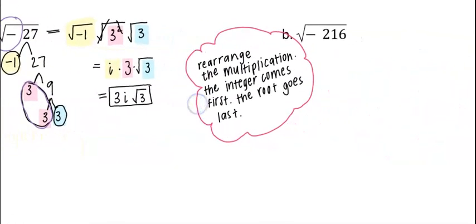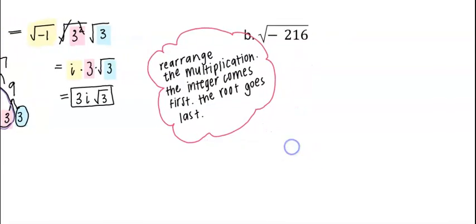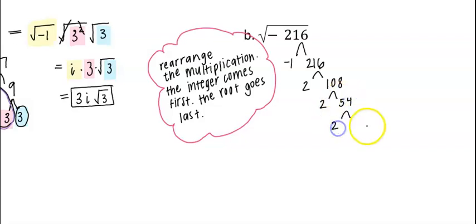Let's try another one, like square root of -216. Like I said before, split off the negative first. Now, since this is even, I know it can divide by 2. 216 divided by 2 makes 108. That's another even number, so I can go ahead and divide by 2 again. I get 54. That's another even number. I can go 2 and 27.